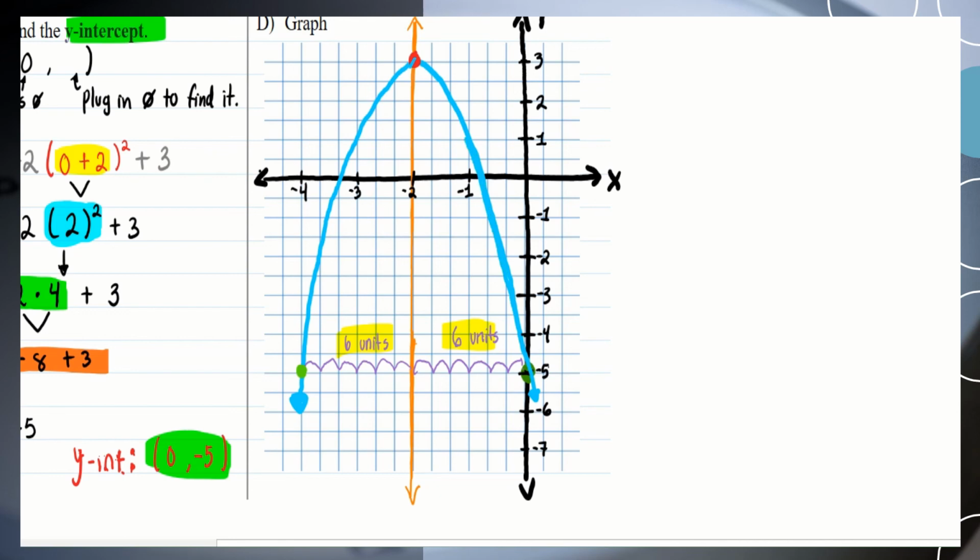So there we have our quadratic in vertex form. And I hope this video helped you guys.